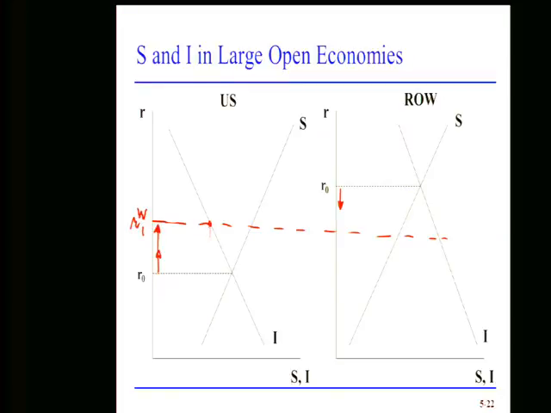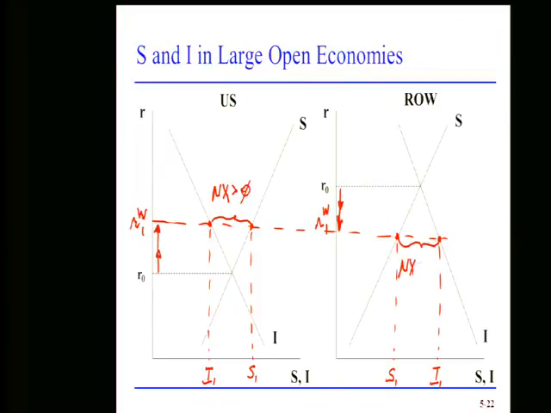So what we see is, again, an increase in the interest rate for the United States, which leads to less investment and more national saving, and a net export surplus. However, the real interest rate is now falling in the rest of the world, which leads to a decline in saving and an increase in investment. And that gives rise to a net export deficit.